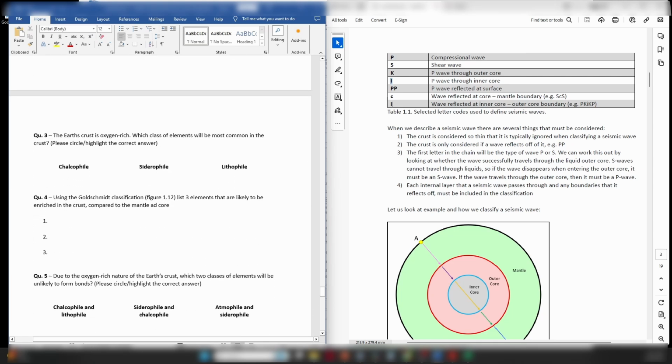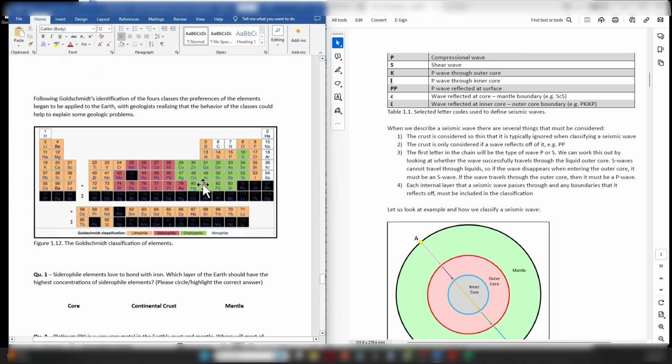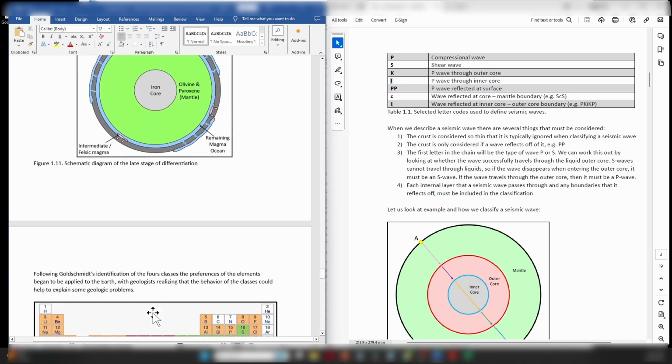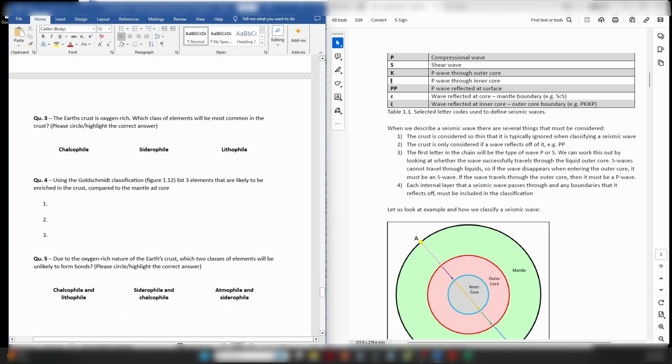Next, question 3. The Earth's crust is oxygen rich. There is a lot of oxygen in the Earth's crust, and plus it's obviously in contact with the Earth's atmosphere, which also contains a lot of oxygen. So they'll be constantly exchanging oxygen between the two. So the Earth's crust is oxygen rich. So which class of elements will be most common in the crust? Chalcophile, siderophile, lithophile. Once again, when you answer that question, just come up here to the different descriptions for each of the 4 groups, and you should be able to come up with your answer relatively quickly.